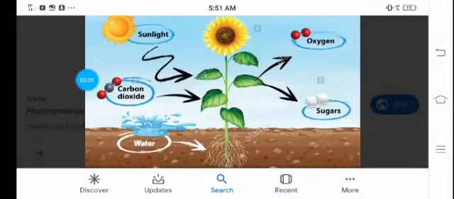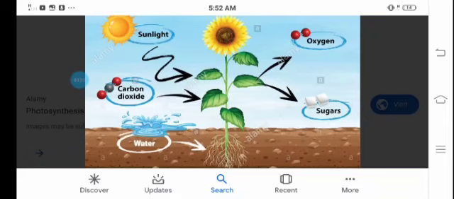Now, we are moving to our next topic, that is photosynthesis. Do you know what this photosynthesis is? We studied it in our small classes. In the beginning, we studied photosynthesis as the process of preparing food by plants.